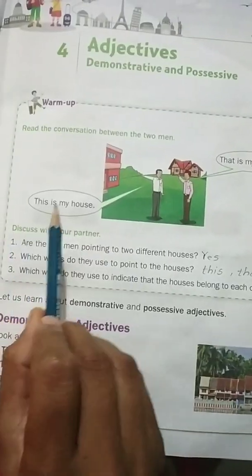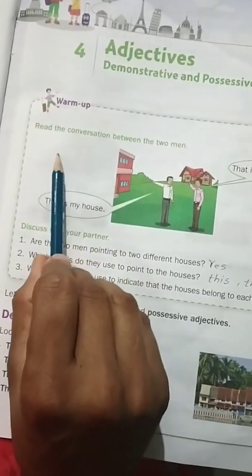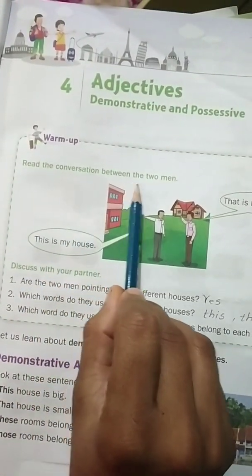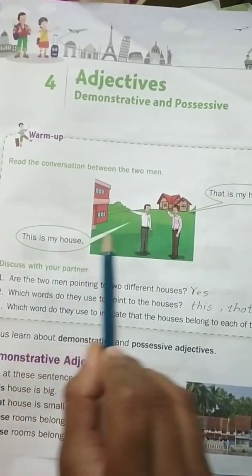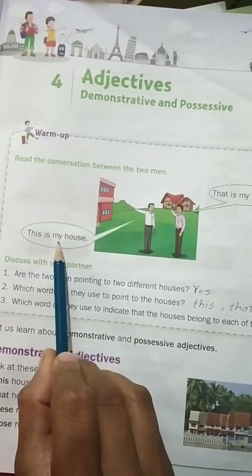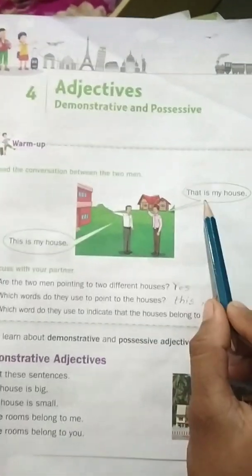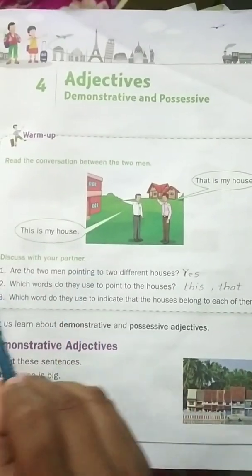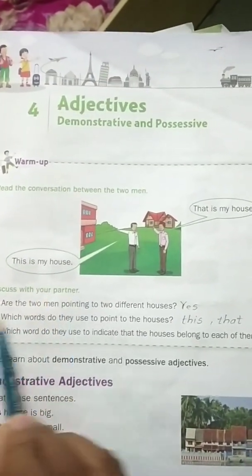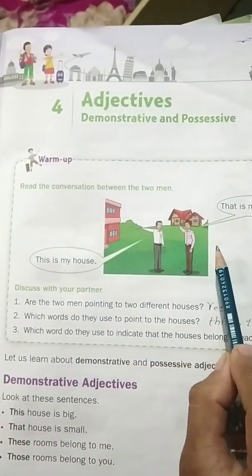Okay, children, let's warm up first. Here, read the conversation between the two men. Here, one person is saying, "This is my house," and another one, "That is my house." So discuss with your partner about this incident.